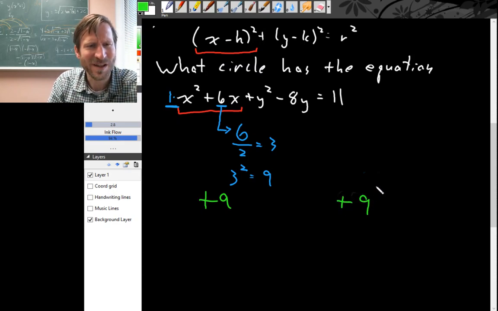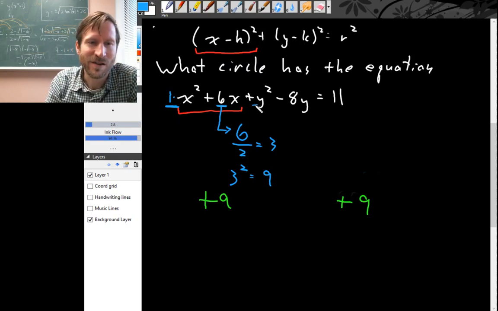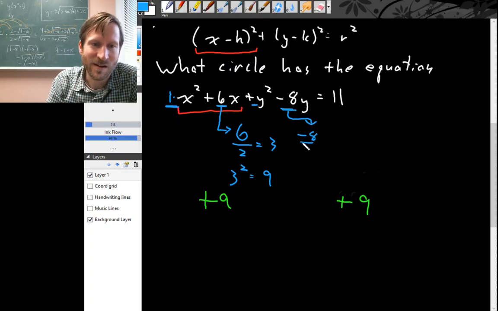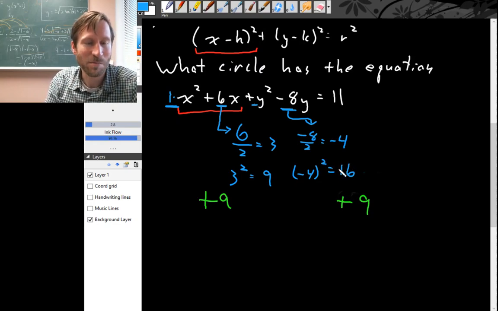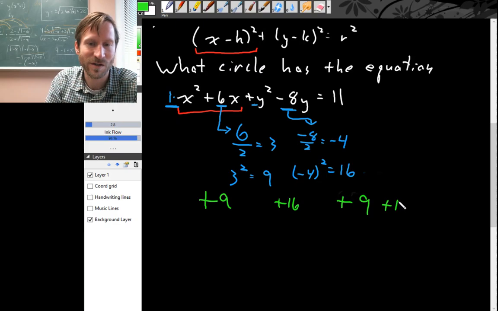Well, we also need to find the missing part of the square for y. So looking at our y's, on the squared term, the coefficient is 1, and that means we can do the same trick. Take the coefficient on y, which is minus 8, divide that by 2, that gives us minus 4, and then take the result, minus 4, and square it, and that gives us 16. That means the missing part of the square for the y's is 16. So we'll add 16 to both sides of the equation.